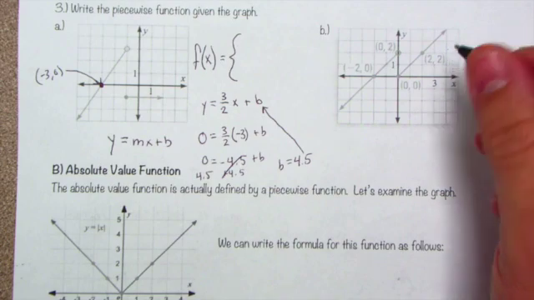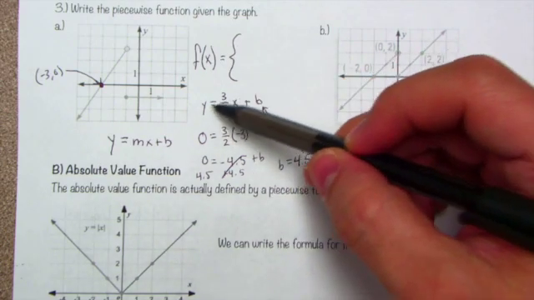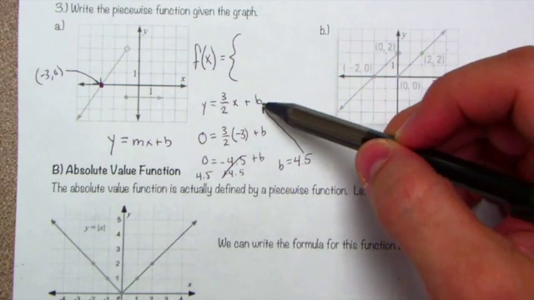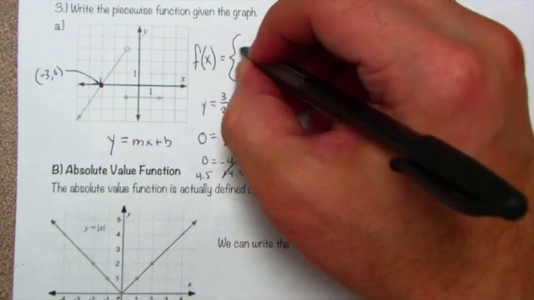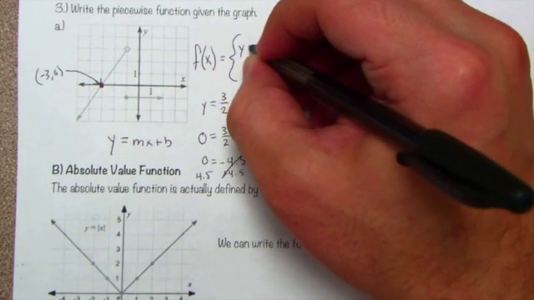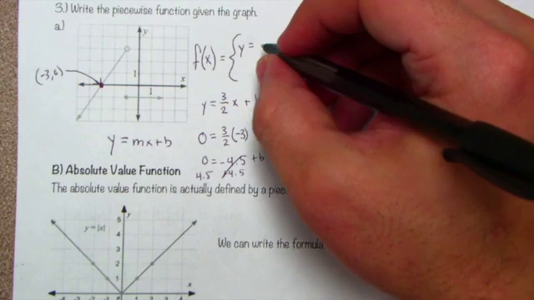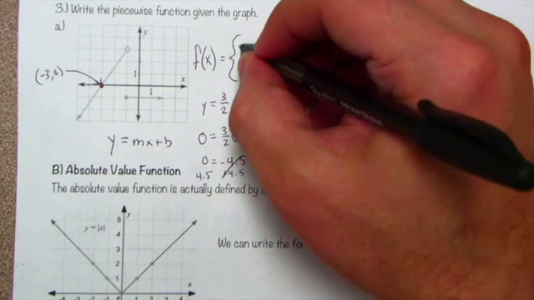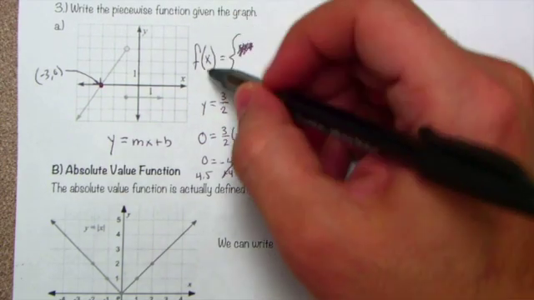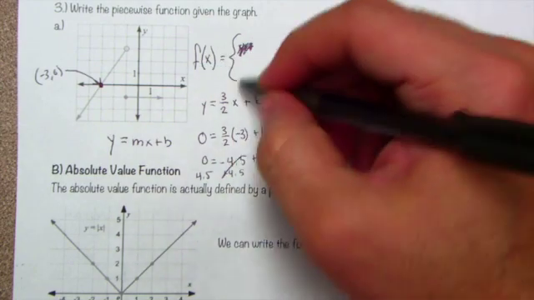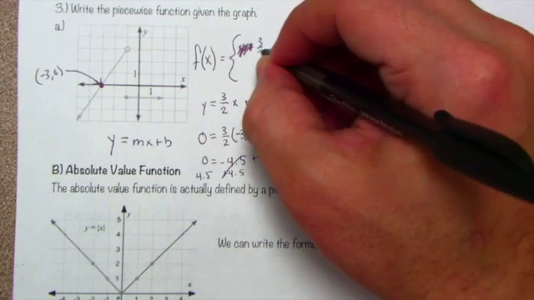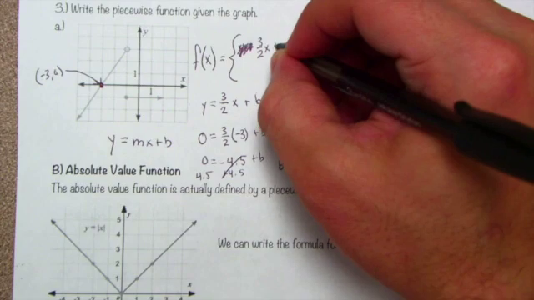So now I have the equation of the line. It's y equals 3 halves x plus 4.5. So my first function is going to be... sorry, we already have f of x, so we don't need the y equals. It's 3 over 2 x plus 4.5.